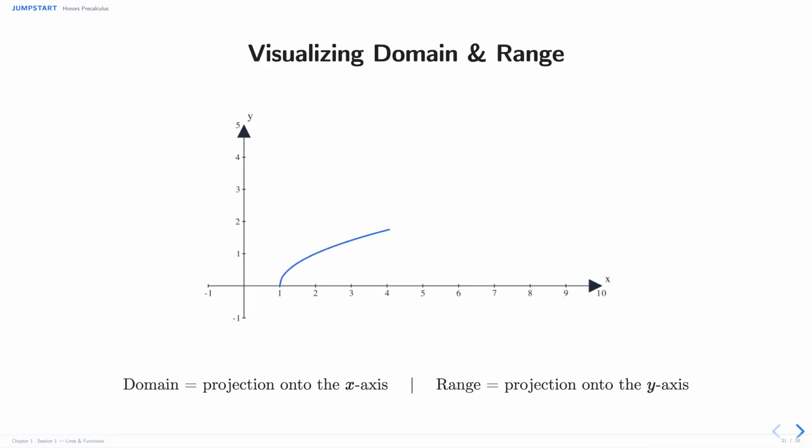In this visual representation, you will see the domain and range of a function. The domain corresponds to the projection onto the x-axis, while the range corresponds to the projection onto the y-axis. Watch as the highlighted regions change as the curve shifts.